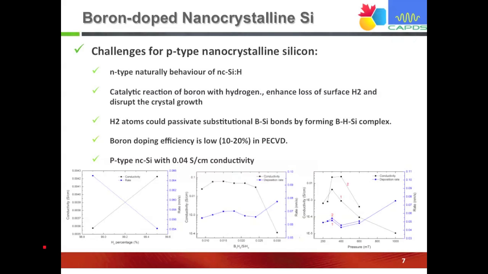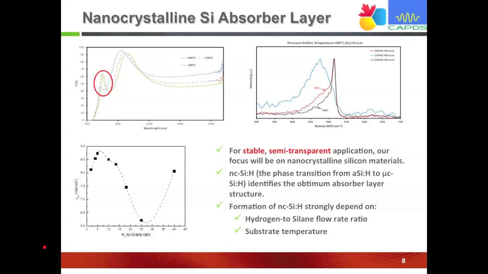PECVD chamber, we reach a P layer with a conductivity of 0.04 S per cm. Although it is not very good, right now we are at this level and we try to make it better. Actually, one of the future works is going to be improving the quality of the P layer.